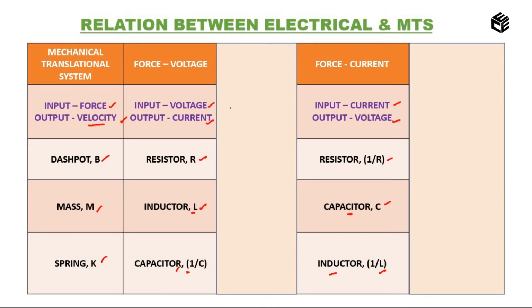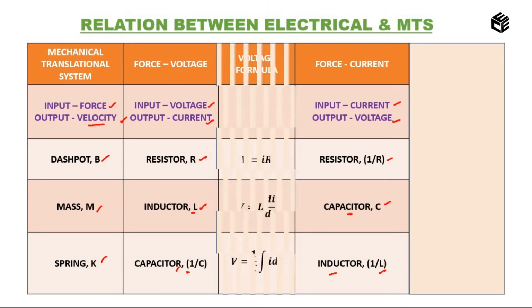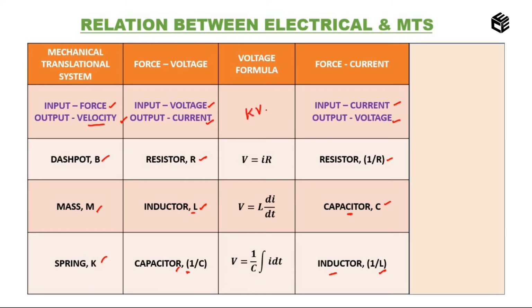The formula used for analysis of force voltage is Kirchhoff's voltage law. Since we are using Kirchhoff's voltage law, we will write the voltage formula for all three electrical components. For resistor, the voltage formula is V = IR, for inductor, V = L di/dt, and for capacitor, V = 1/C ∫ I dt. Hope you understood why we have written 1/C here, because in the formula it is 1/C.